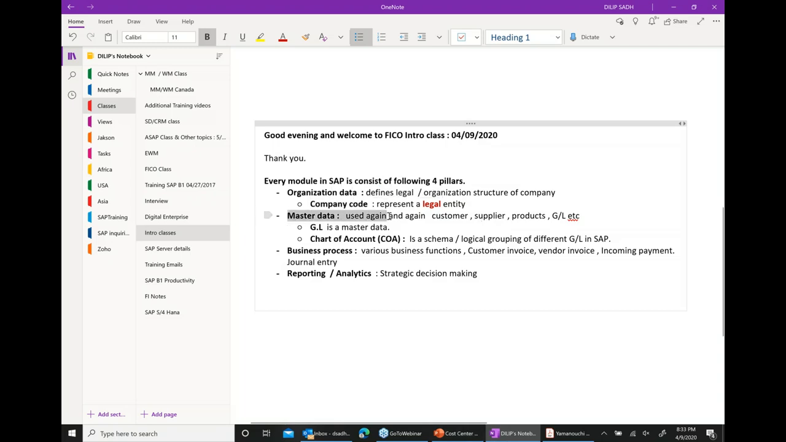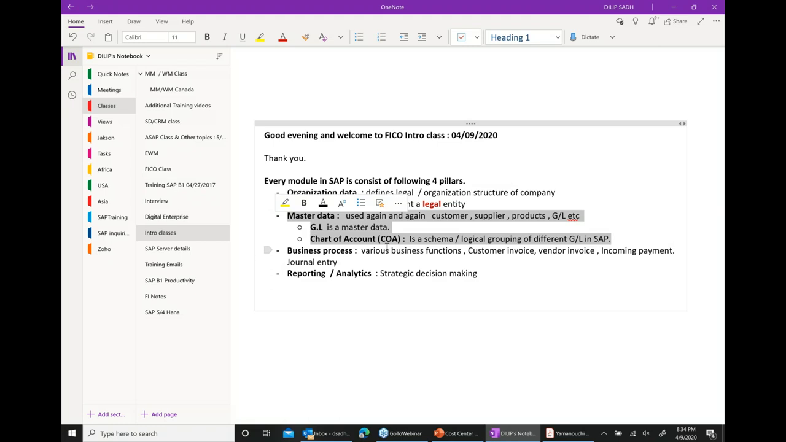Then you have master data, and in the master data, you have data which is being used again and again and again. For example, your customer, your supplier, your GL, your product, your items are examples of master data. Then we talked about something called chart of account. Chart of account is a schema of different general ledgers. In chart of account, all general ledgers get formally structured. And in the chart of account, you can have a group chart of account, you can have an operational chart of account, and you can have a country chart of account.